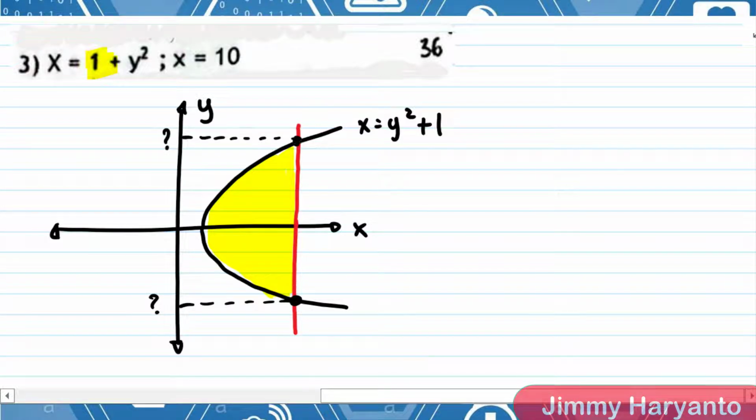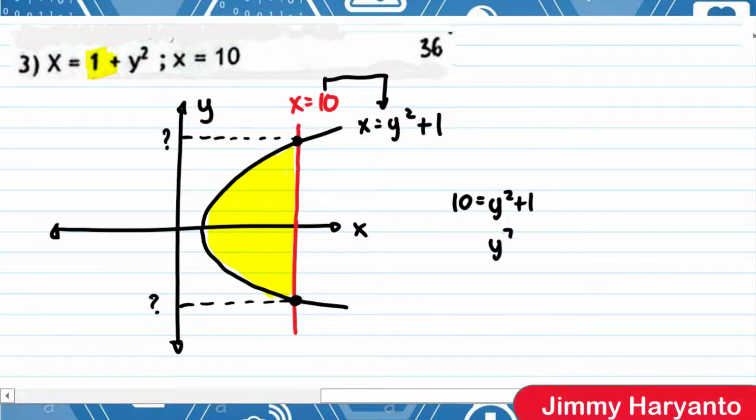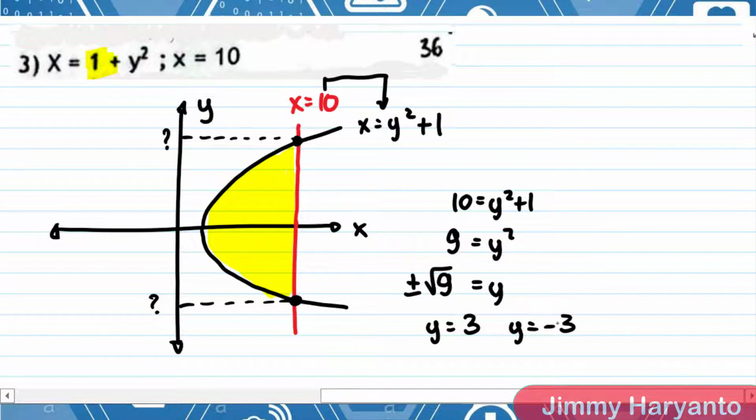Okay, the point is called point of intersection. That means we have to substitute. The red one is x equals 10, and we substitute this into the curve. So 10 equals y square plus 1. Y square equals 9, moving the 1 to the left hand side. Y equals square root, and don't forget plus minus when you move the square into a square root: y equals 3 and y equals negative 3. So this one will be negative 3 and that one will be 3.